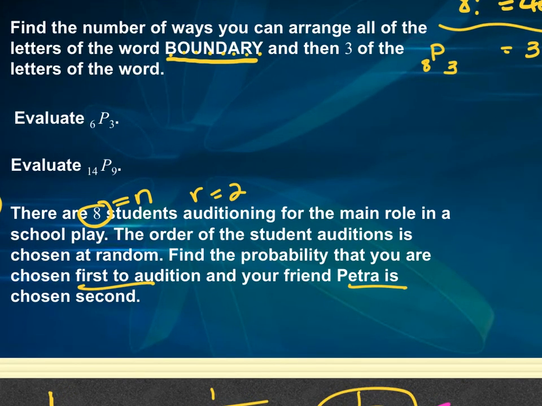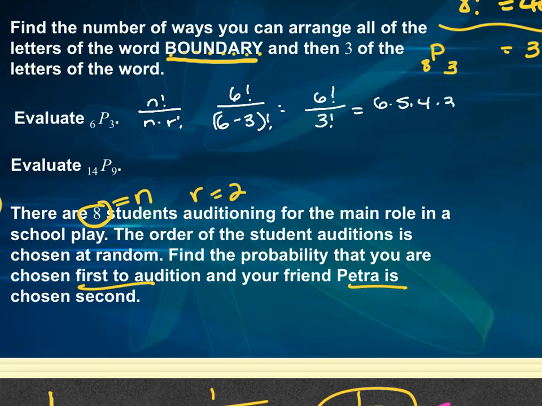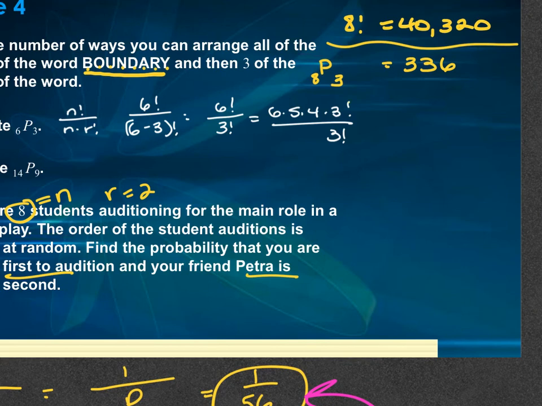So if it said that, then remember that it would be n factorial over n minus r factorial. So this would be 6 factorial over 6 minus 3 factorial, which is 6 factorial over 3 factorial, 6 times 5 times 4 times 3 factorial over 3 factorial. The 3 factorials cancel, and I'd get 6 times 5, which is 30, times 4, which is 120. So that's how I would do it without a calculator, and then obviously with the calculator, just plug that in. Like P(14,9), I'm going to just plug it in that way.